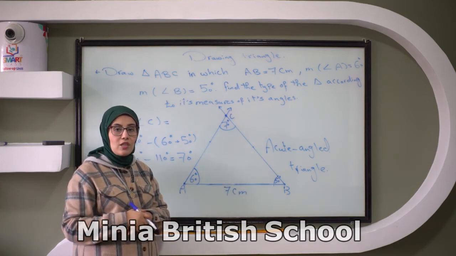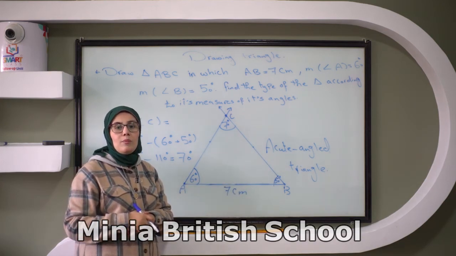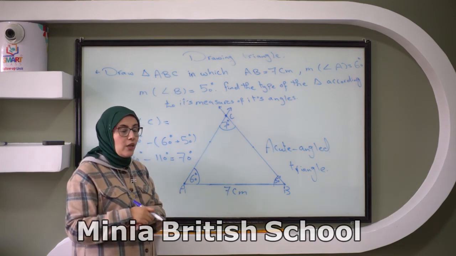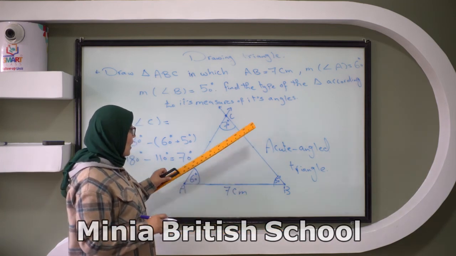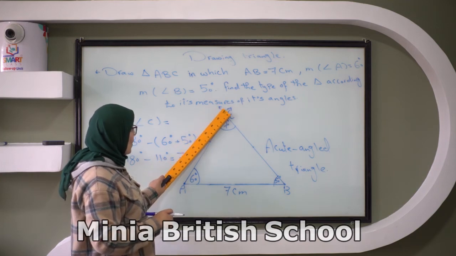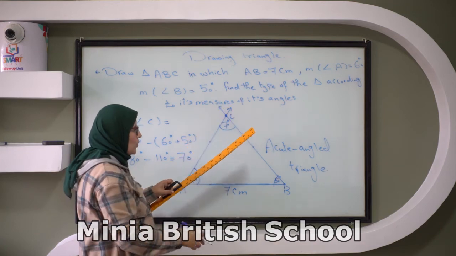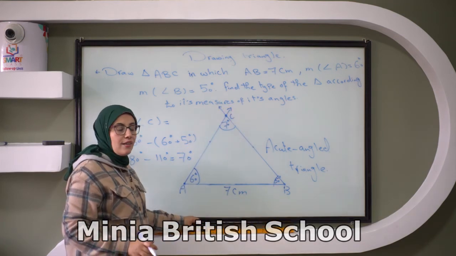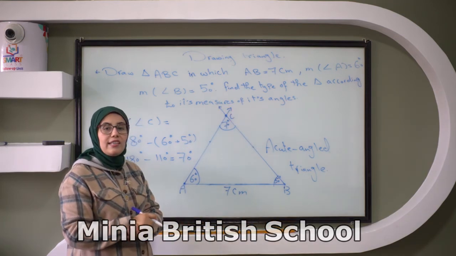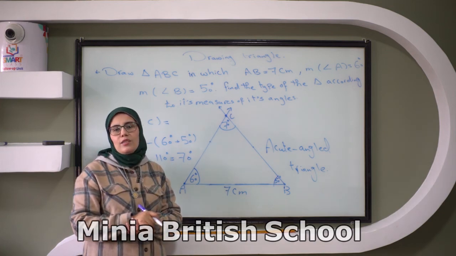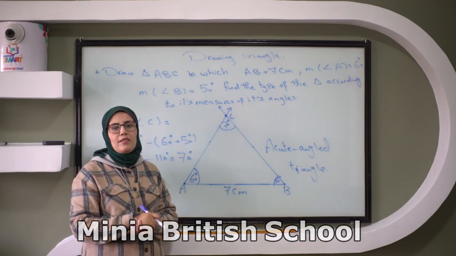If he asked you to find the type of the triangle according to side lengths, what will you do? You will use your ruler, start from zero, and see how many centimeters here and here, and then you can determine the type of the triangle according to its side lengths.